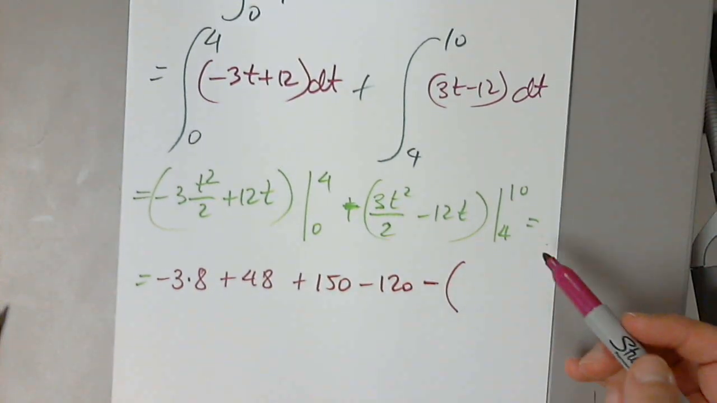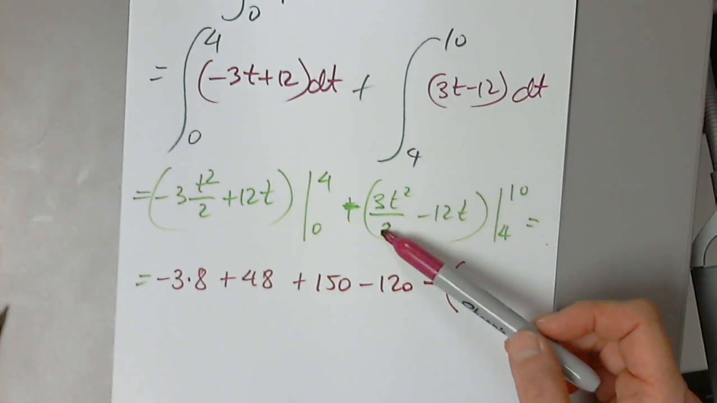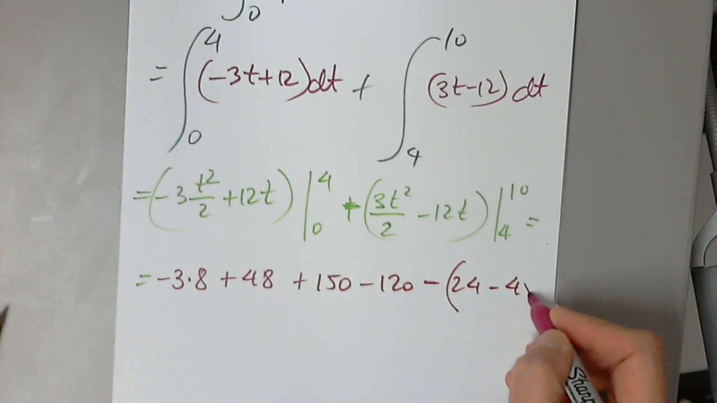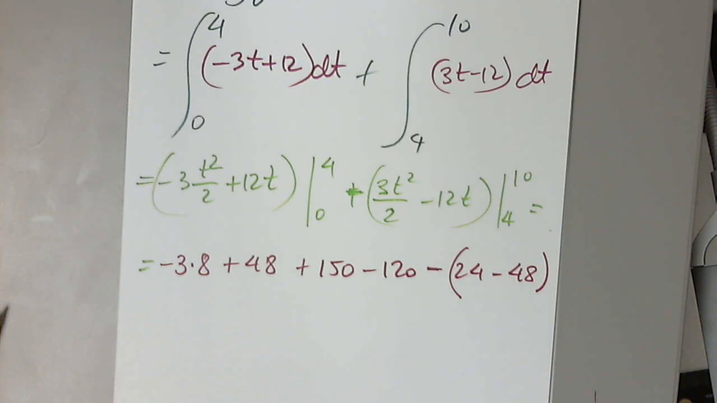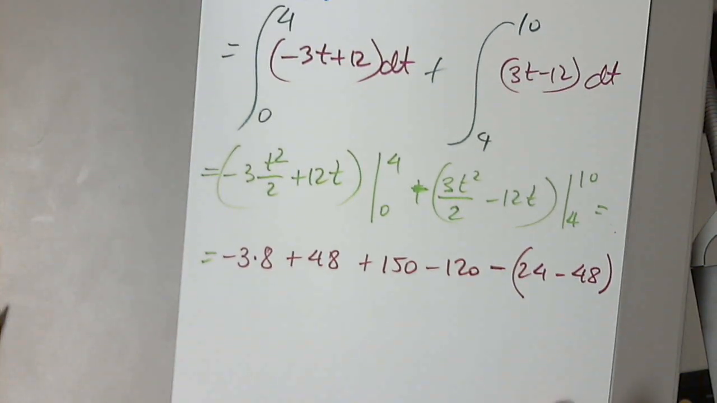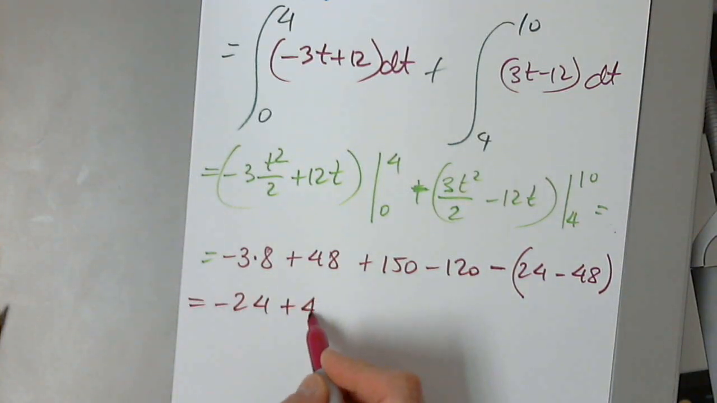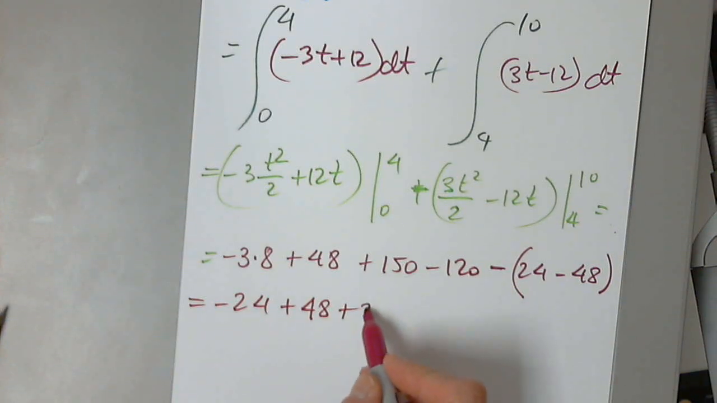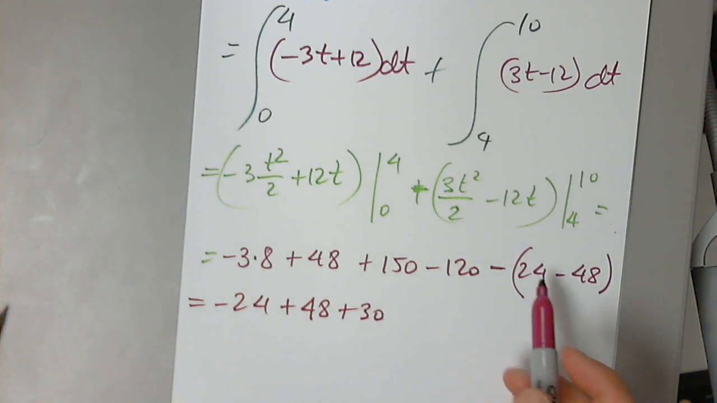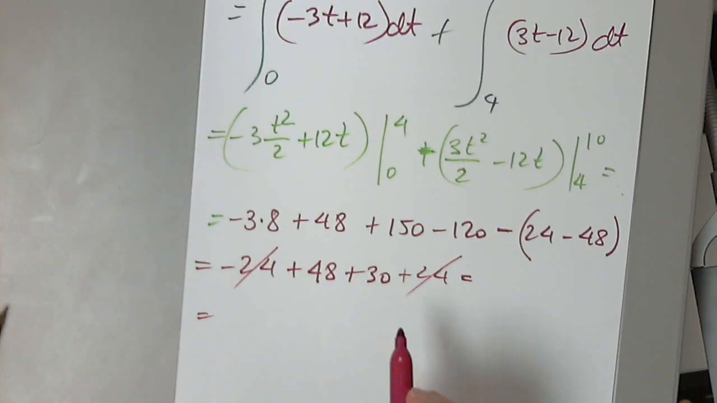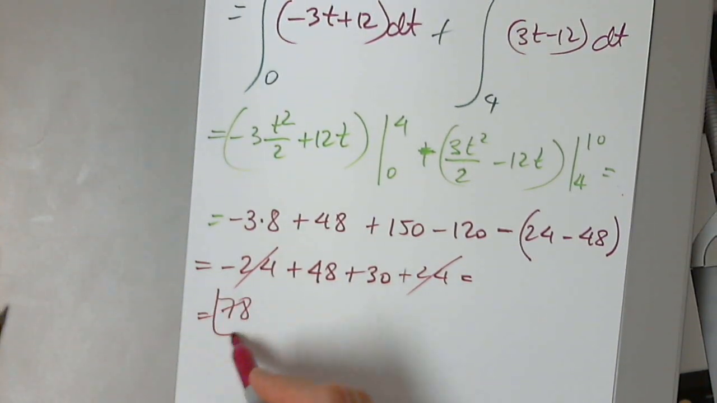But minus, careful when I plug in 4: 16 divided by 2 is 8, times 3 is 24, and minus 48. So -24 plus 48 plus 30, and this is -24 plus 24. I got 78.